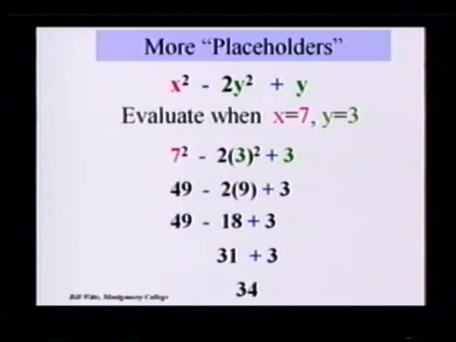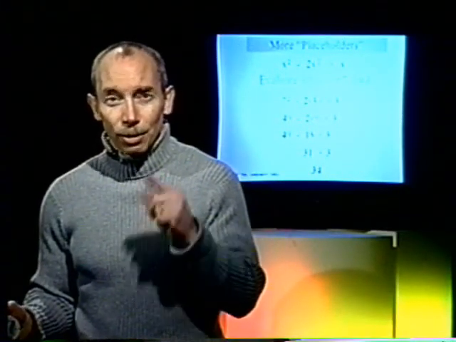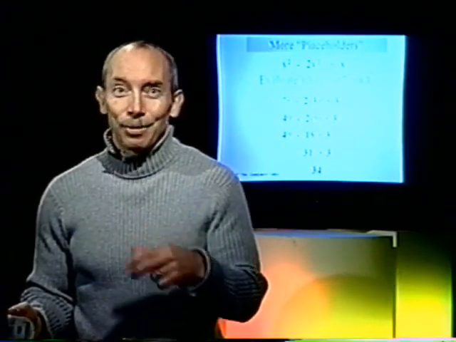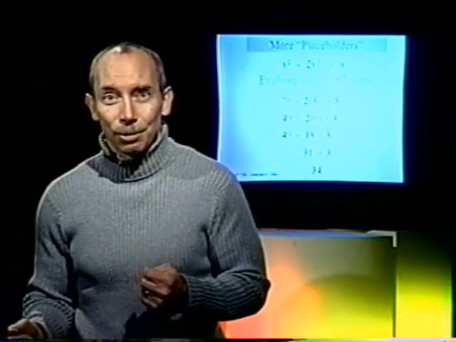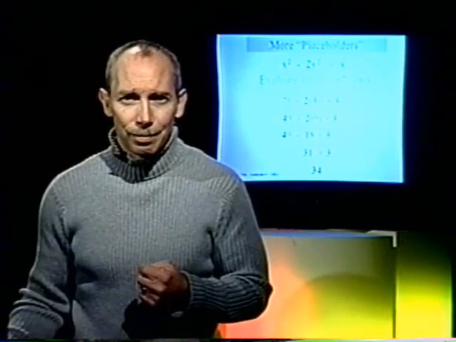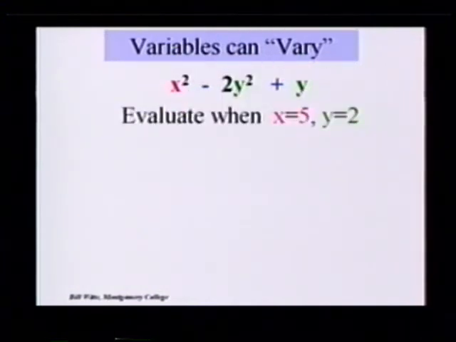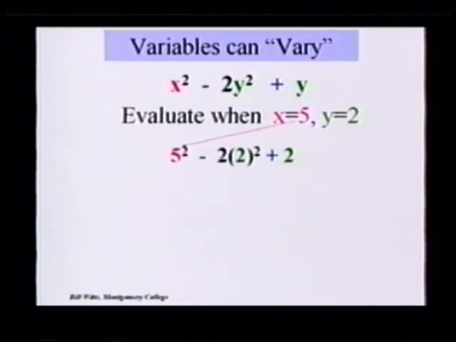Now interestingly enough, remember that variables are called variables because they vary. They can change. Okay? So let's take the same expression and put in different numbers. You never know what you're going to get. Well, you can put in different numbers and you may get, and probably will get, a different answer. In this case, we're going to take the same expression and replace every occurrence of x with a 5 and every occurrence of y with a 2.